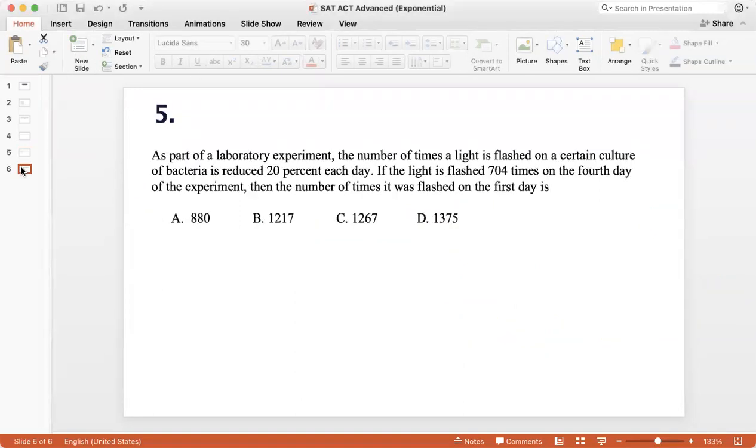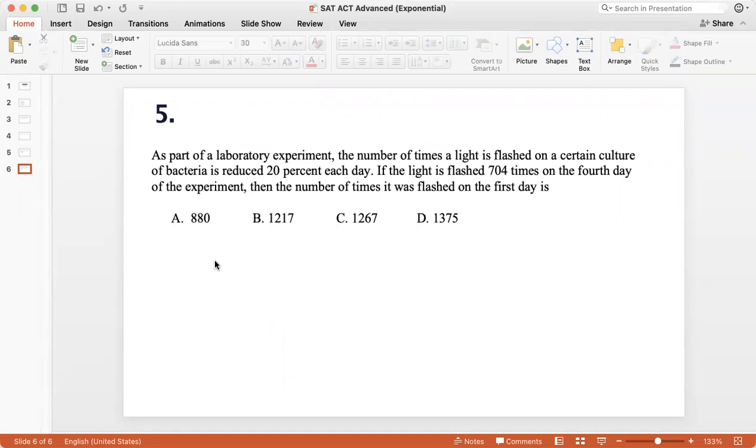Okay, question 5. As part of a laboratory experiment, the number of times the light is flashed on a certain culture of bacteria is reduced 20% each day. If the light is flashed 704 times on the 4th day of the experiment, find the number of times it was flashed on the first day.